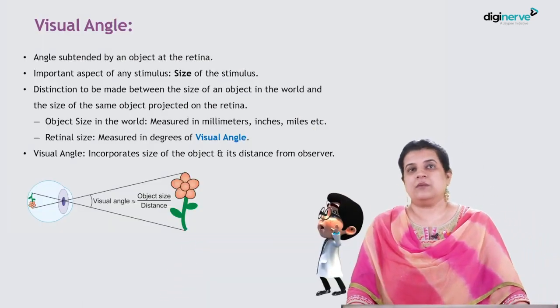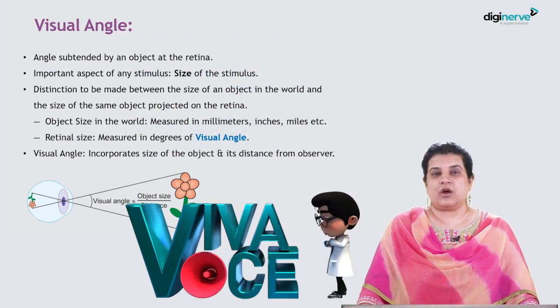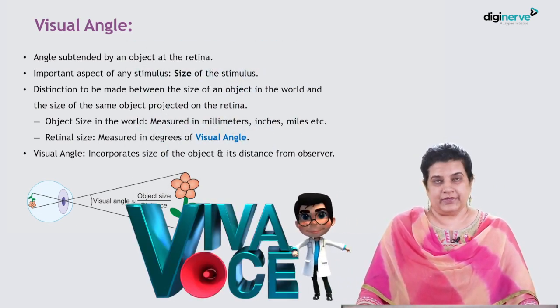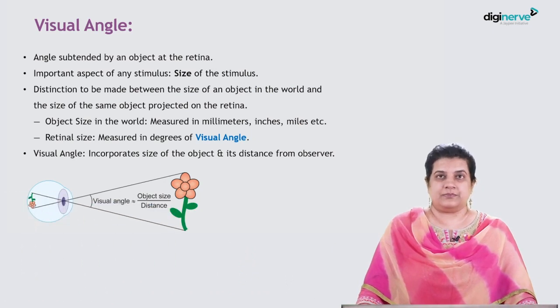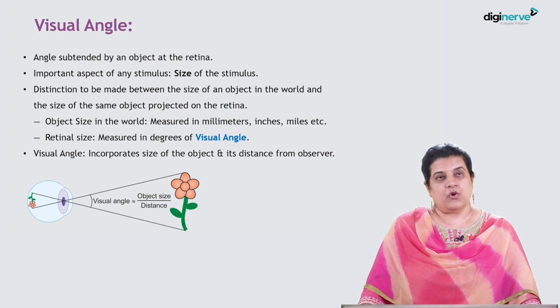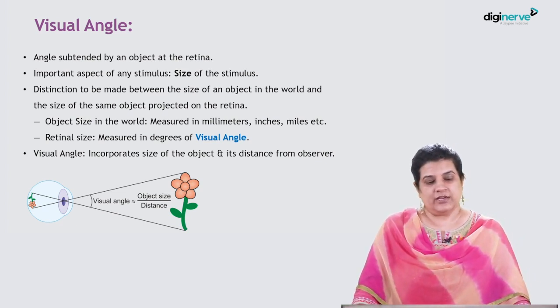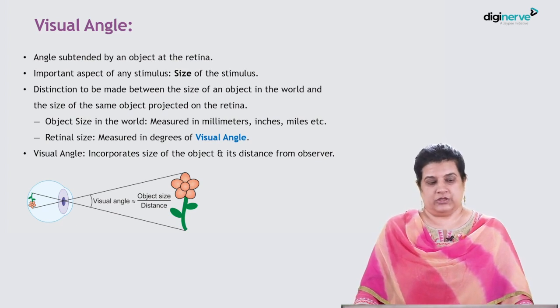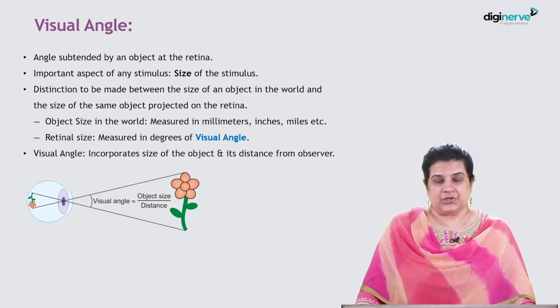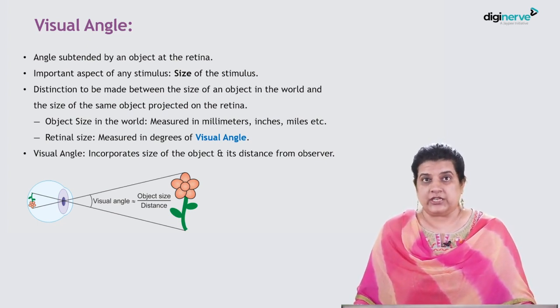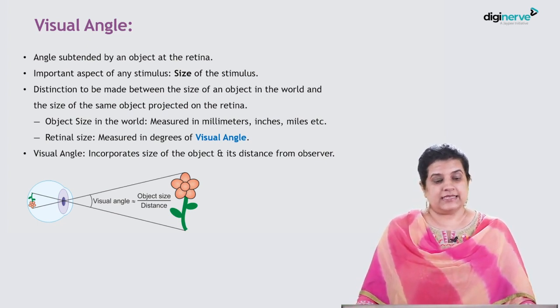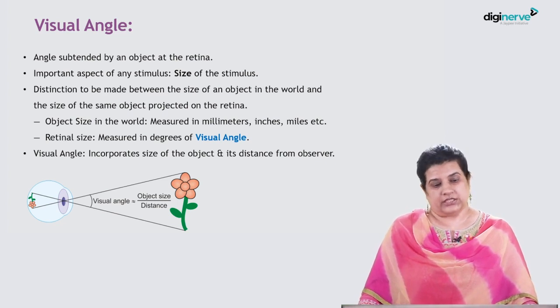Then coming over to some more basic concepts, there is a concept of a visual angle. That's the angle which is subtended by an object at the retina. The important aspect of any stimulus or of any object that you are trying to see is the size of that stimulus. And there is a distinction that needs to be made between the size of that object in the real world and the size that this object will have on the retina.